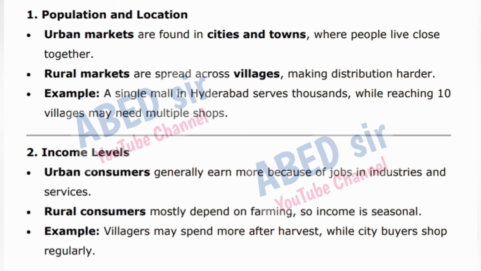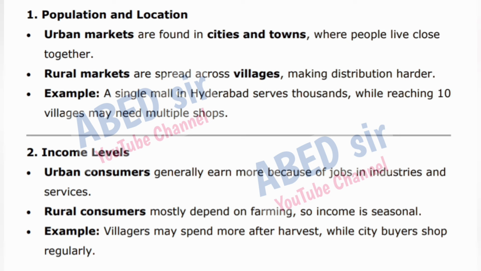1. Population and location. Urban markets are found in cities and towns, where people live close together. Rural markets are spread across villages, making distribution harder. Example, a single mall in Hyderabad serves thousands, while reaching 10 villages may need multiple shops.